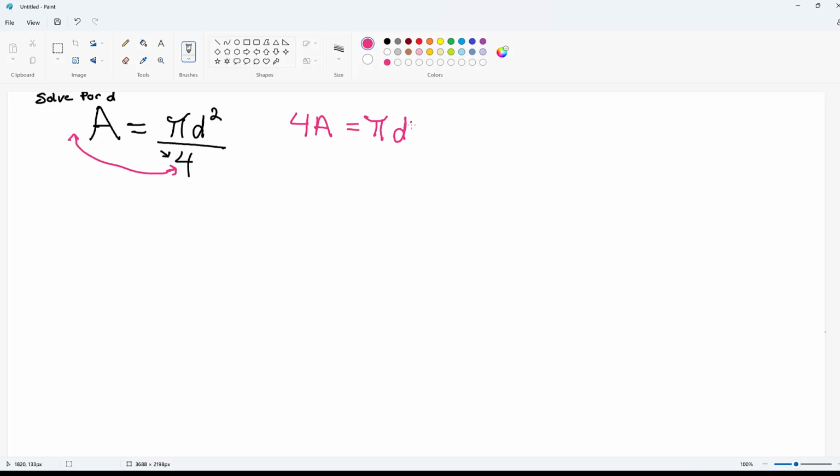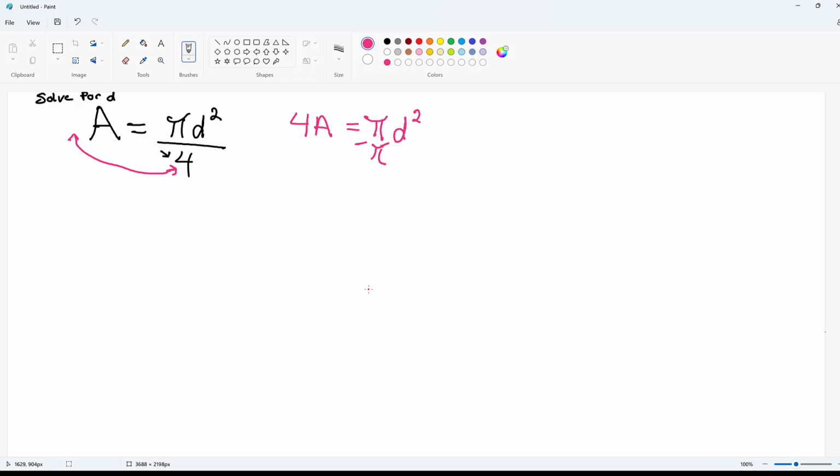Pi times d squared. What do you do now? You're still trying to get rid of that d. You're going to subtract pi from this side. So we're going to minus pi here from this side. But if you're taking pi away from that side, you have to do the opposite of whatever pi is requiring on the side that it originated on. Pi d just means pi times d.